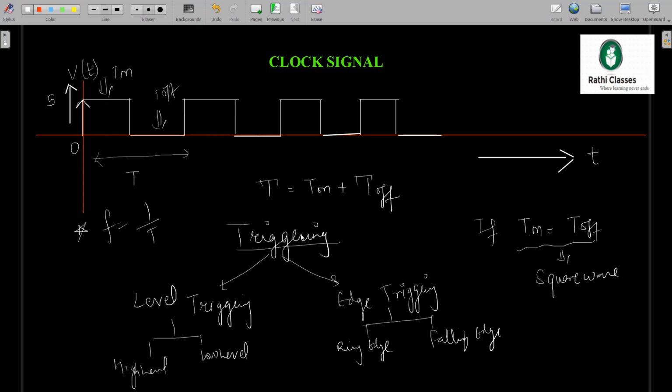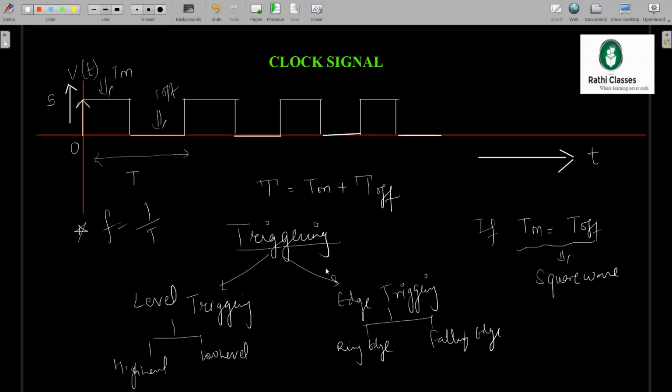Now, there are two types of triggering, as you can see. One is level triggering and another one is edge triggering. What about level triggering and edge triggering? Level triggering again has two types, high level or low level. When the output is high for a certain period, that is called high level. When the output is set to 0, that is considered low level triggering.